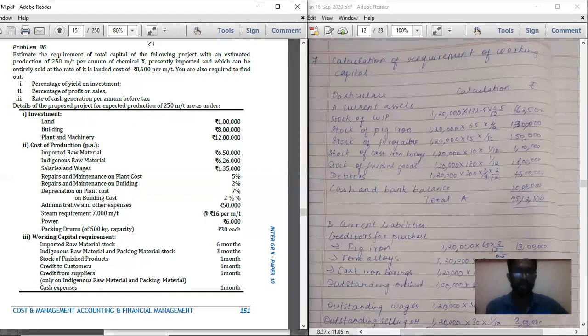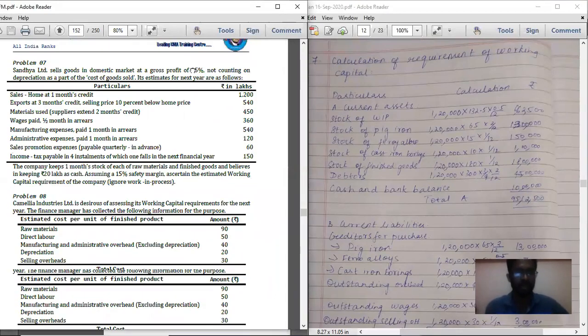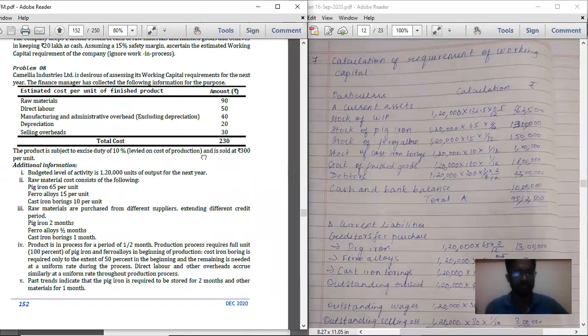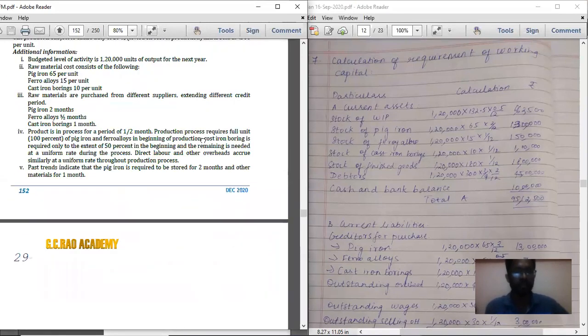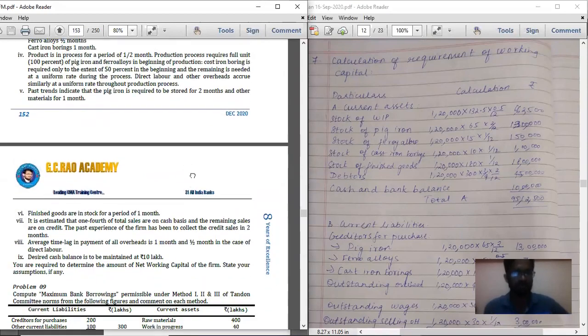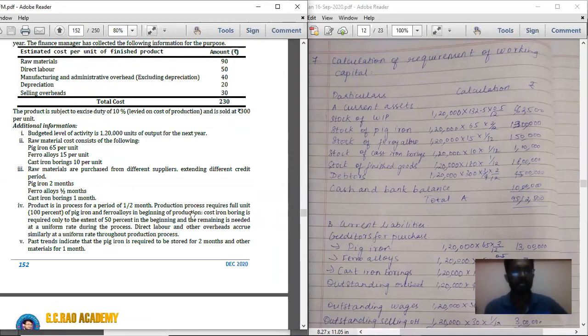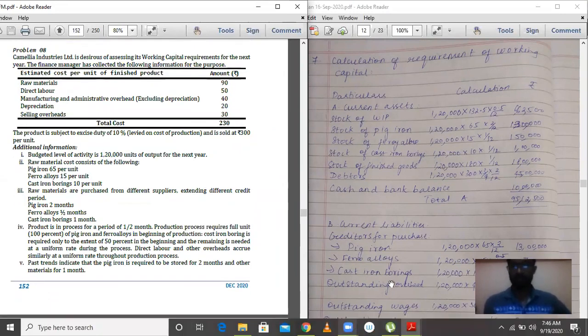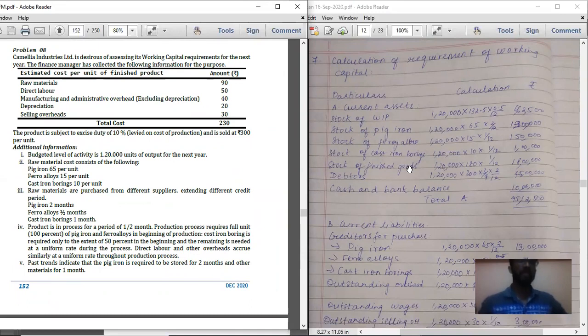So the last problem of this particular unit, that is problem number 8. This problem might look very big, but it is a very easy problem. Camlia Industries Limited, problem number 8. Camlia Industries Limited is desirous of assessing its working capital requirements, to calculate the working capital requirements for the next year. The finance manager has collected the following information for the purpose.